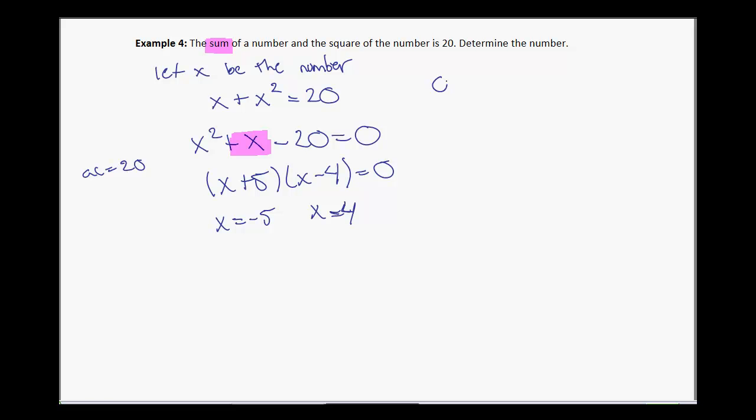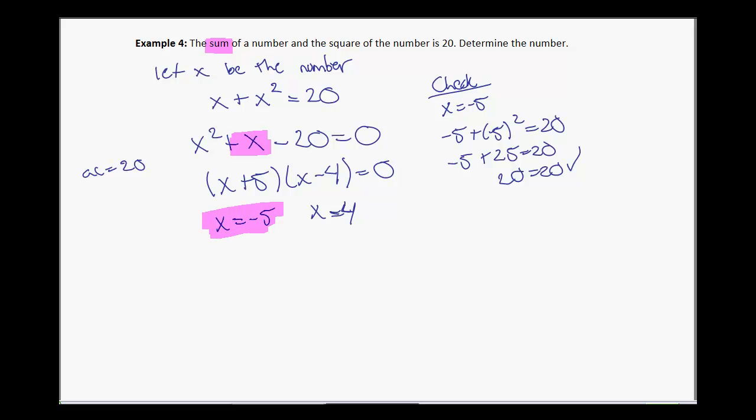Now we need to check our solution, and we have x equals negative 5. We have negative 5 plus negative 5 all squared equals 20. Negative 5 plus 25 equals 20, and 20 does equal 20. So x equaling negative 5 is a good solution. How about x equals 4? 4 plus 4 squared equals 20. 4 plus 16 equals 20. And 20 equals 20 again. Hence, x equals 4 is also a good solution.